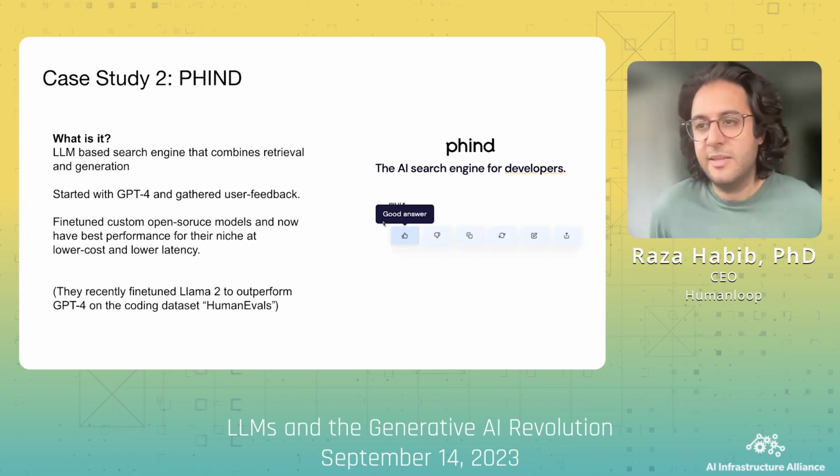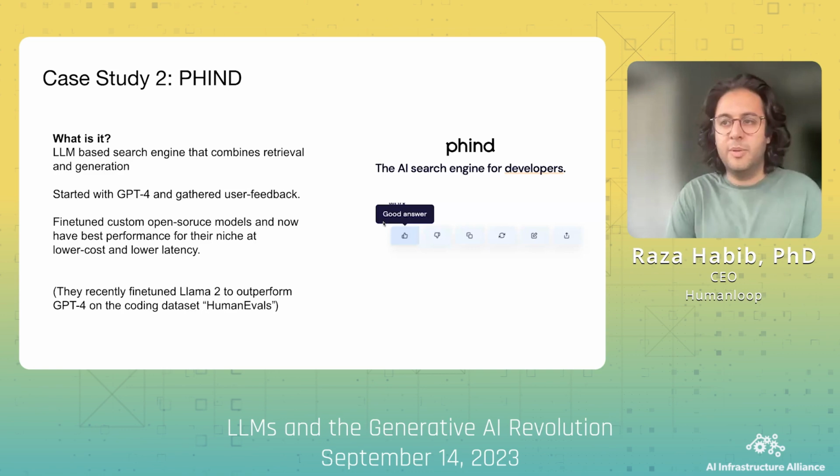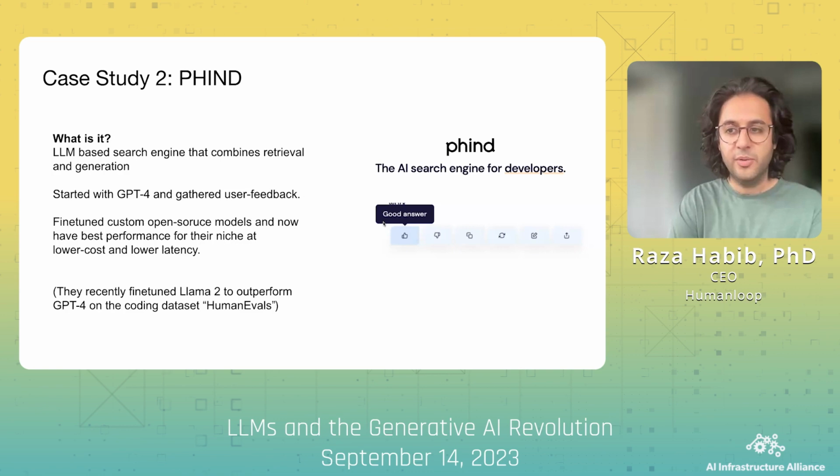And so I think a great case study here is a company I mentioned earlier called Phind. Phind have been building an LLM-based search engine that combines retrieval and generation. They gathered end-user feedback on what worked well and what didn't, and then used that to fine-tune custom versions of open source models like Llama 2. And they were recently able to get better performance than GPT-4 on their use case through fine-tuning. So you can either get the performance of GPT-4 on a smaller model at lower cost, or you can get much lower latency and lower cost models by fine-tuning smaller models.